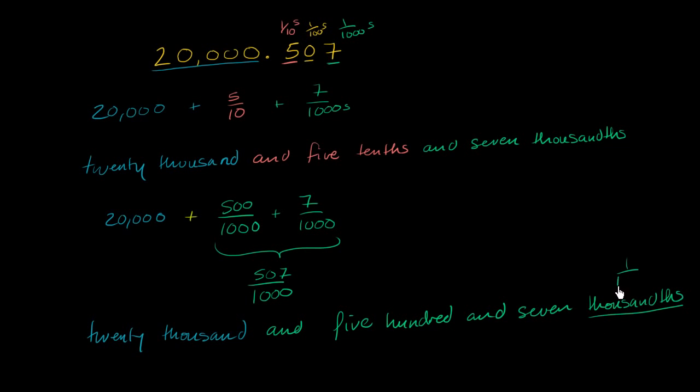This is 1 over 1,000, while this right over here, 1,000, of course, actually represents 1,000. So we got 20 thousands, that's that right over there, and 507 thousandths.